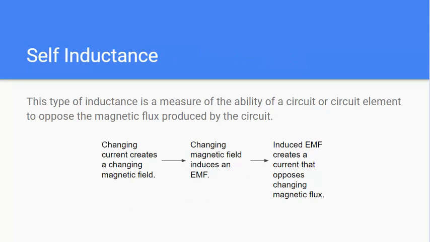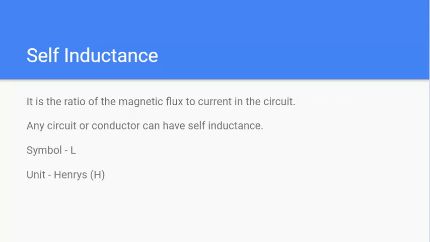So another kind of inductance is self-inductance, and it's the measure of how well a circuit or circuit element can oppose the magnetic flux produced by the circuit. So a circuit has a current flowing in it, and if you have a changing current, you're going to create a magnetic field, and the changing magnetic field is going to induce an EMF in that circuit or in that circuit element, and then that induced EMF is going to create a current that will create a magnetic field that opposes the flux. So self-inductance is basically the ratio of magnetic flux to the current in the circuit.